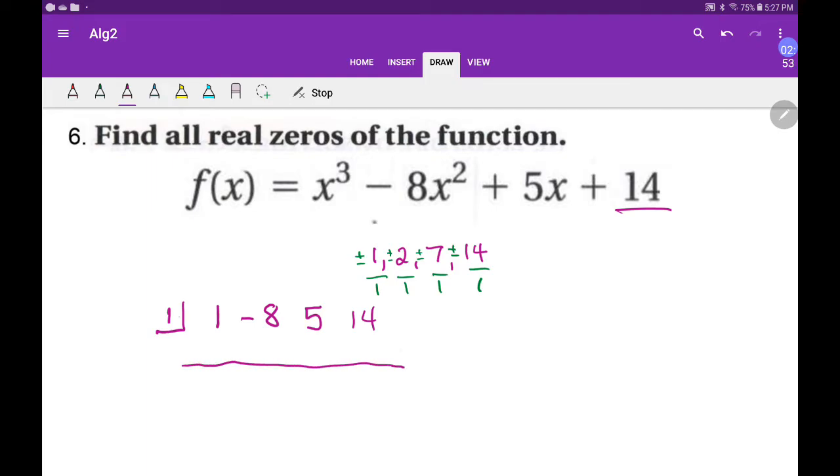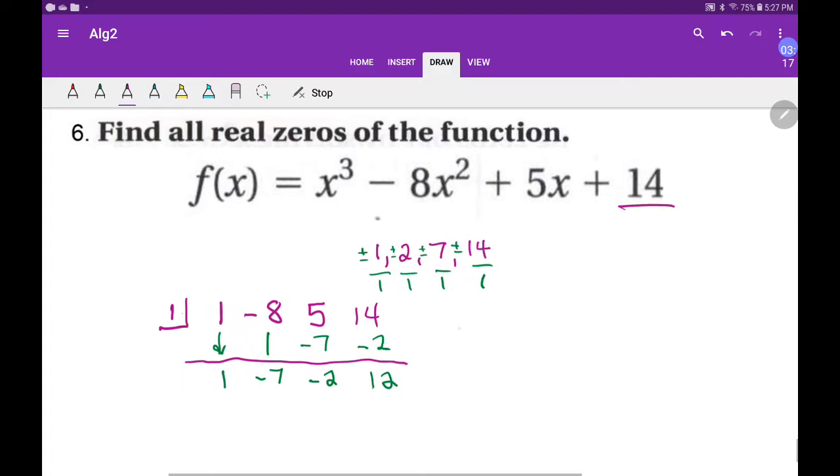Maybe we'll get lucky right from the beginning. Wouldn't that be nice? We'll say 1. We'll multiply 1 times 1 is 1. We'll combine that with a negative 8. We'll say 1 times negative 7. That's negative 7. We get a negative 2. We multiply by 1, we get a negative 2, and that gives us a 12. So it is not 1.